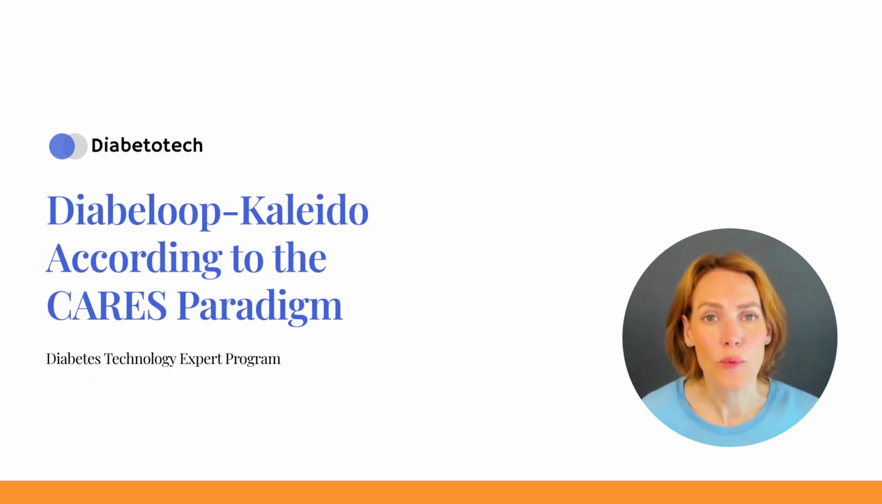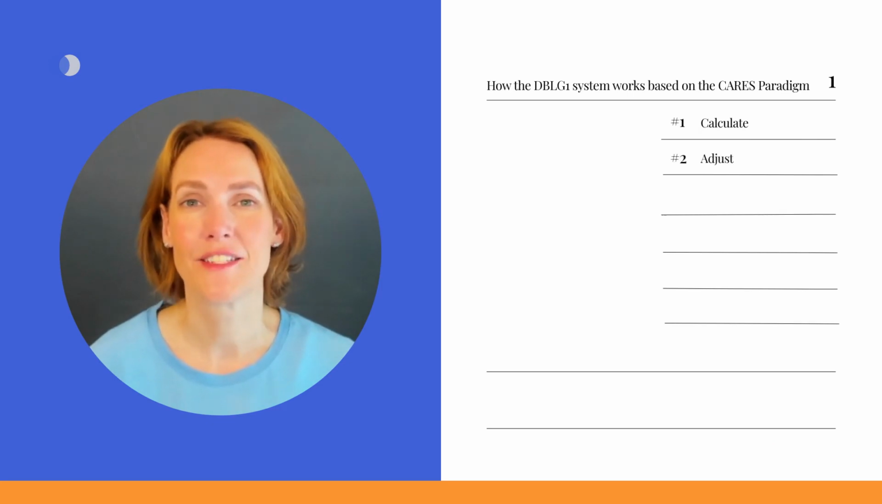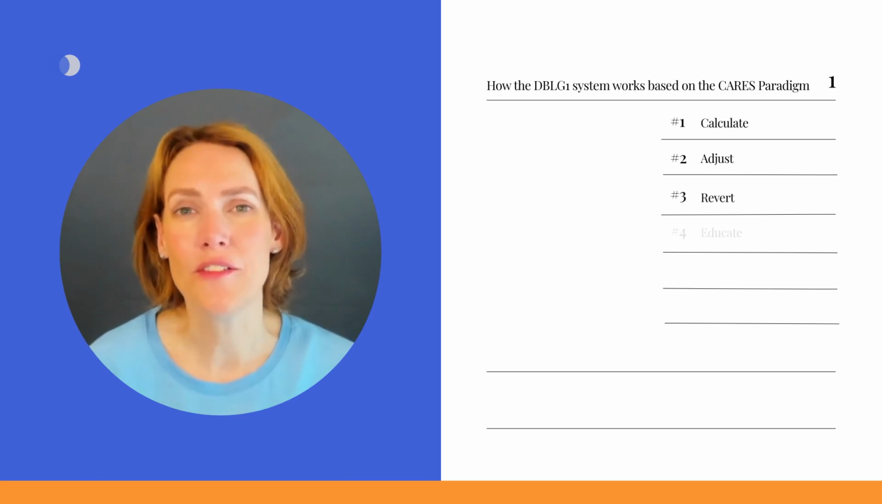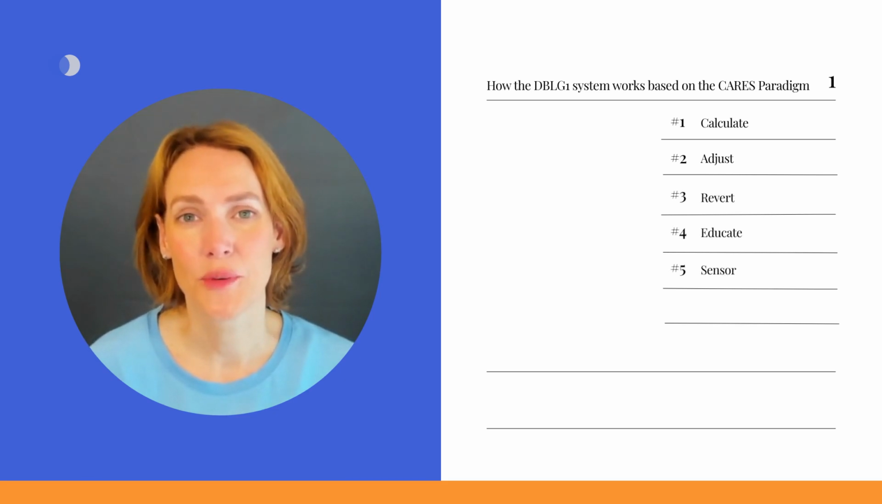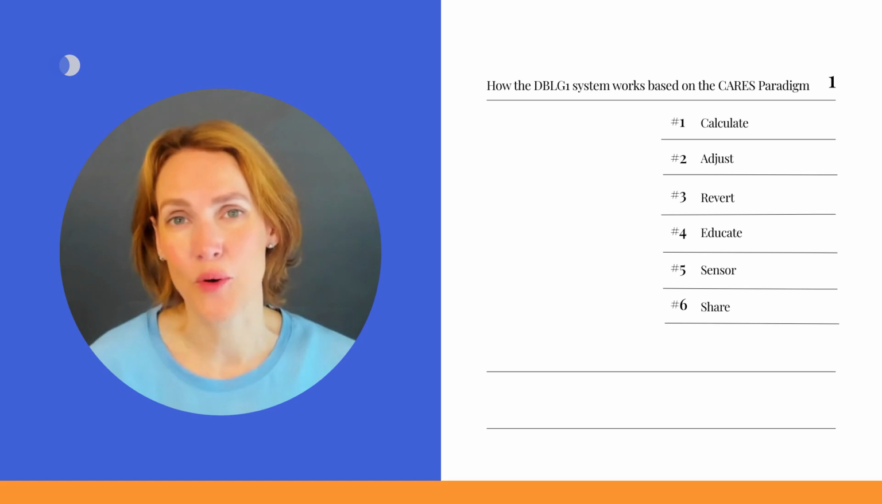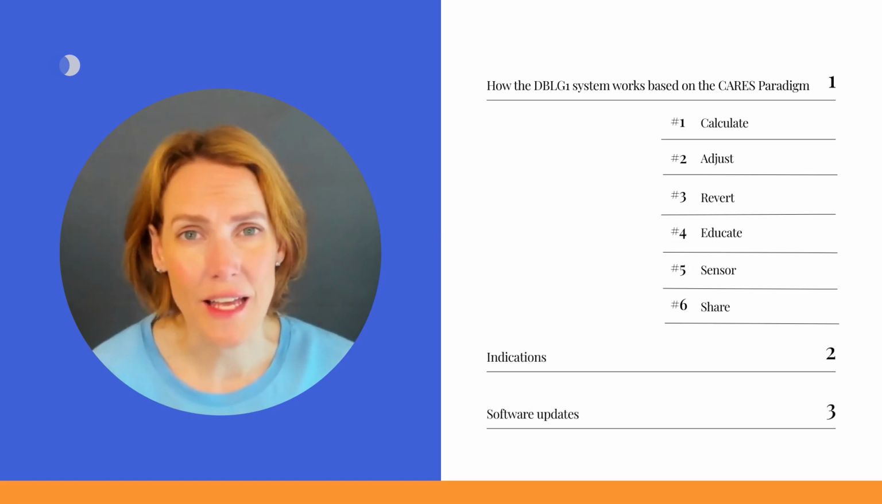Welcome to this video where we will explore the DBLG1 system with Kaleido based on the CARES paradigm. We will discuss how the DBLG1 algorithm calculates and adjusts the automated insulin delivery when it reverts back to manual mode, specific education tips and sensor issues, and how the system shares its data. After that, we will go over the official indications and software updates of the DBLG1 system with Kaleido.